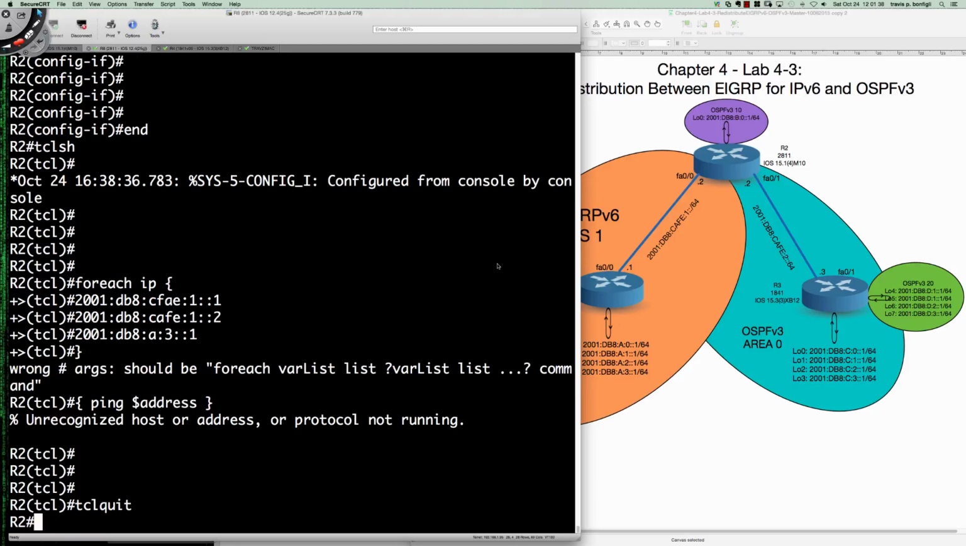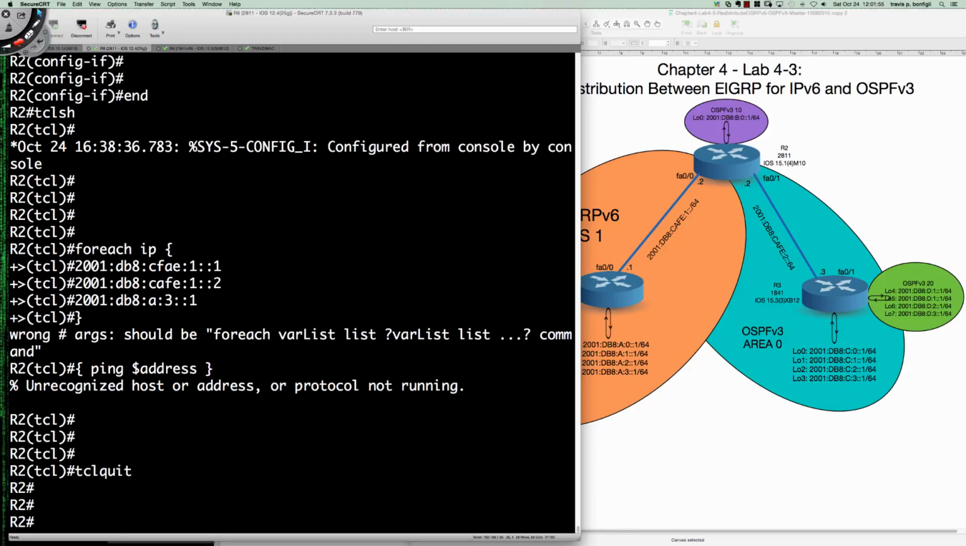And always remember to put in TCL quit. If you don't, there's a possibility that you could crash the router by issuing other commands thinking that you're no longer in the TCL or the Tickle shell. So be sure to type in TCL quit. So we'll ping those later. Again, that could be related to the code that we're running.